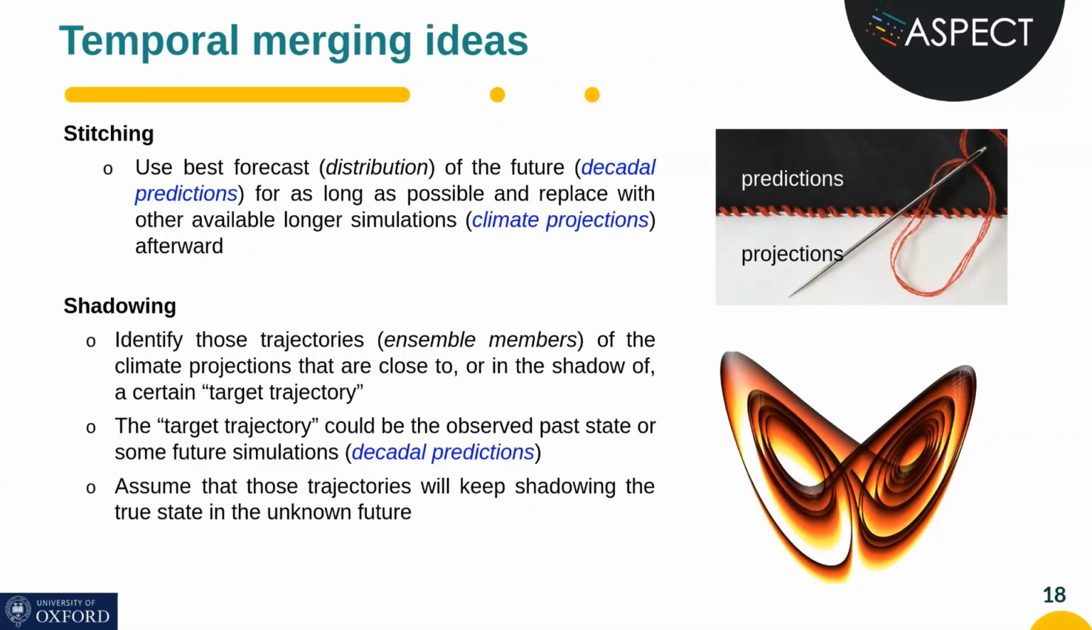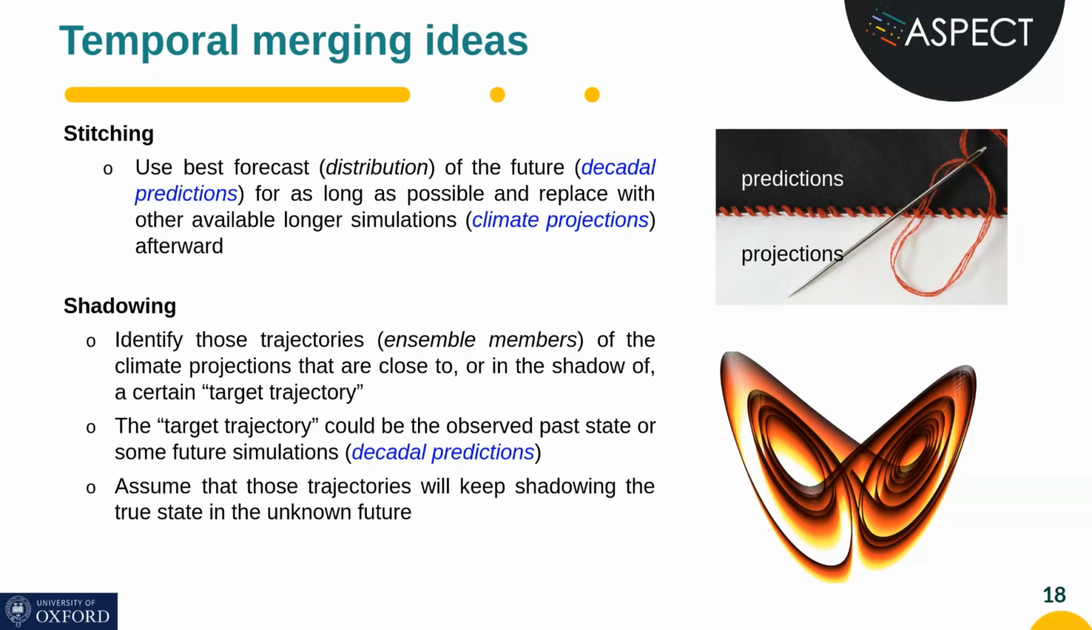So what do we mean by temporal merging techniques? I want to briefly introduce two methods. These are conceptual ideas to combine climate projections and decadal predictions. So in stitching, we use the best forecast, in a distribution sense, of the decadal predictions for as long as possible, and then replace the predictions we don't have. For example, in ASPECT, this is what we are trying to fill, the gap, as Magdalena and Panos mentioned, to provide initialized predictions up to 30 years. So with the existing model output, we can use an intelligent stitching by replacing the timescale after 10 years with simulations from the climate projections.